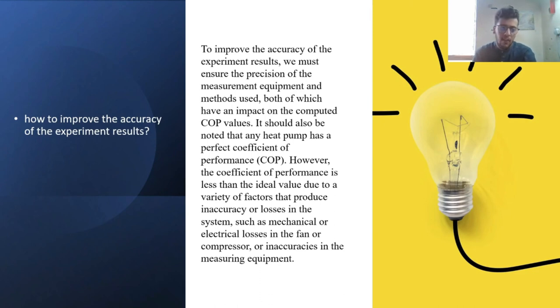For the discussion, there is a part about improving the accuracy of the experiment results. To improve the accuracy, we must ensure the precision of the measurement equipment and method used, both of which have an impact on computed COP values. It should also be noted that no heat pump has a perfect coefficient of performance. The coefficient of performance is less than the ideal value due to a variety of factors and losses in the system, such as mechanical or electrical losses in the fan or compressor, or inaccuracy in the measuring equipment.